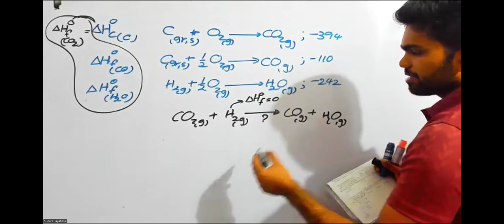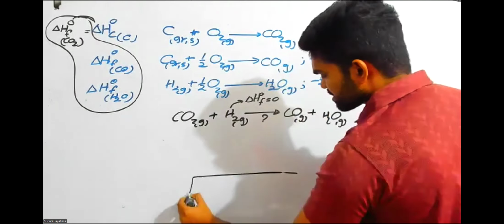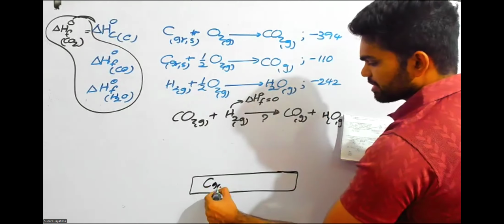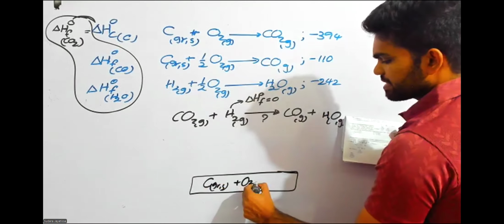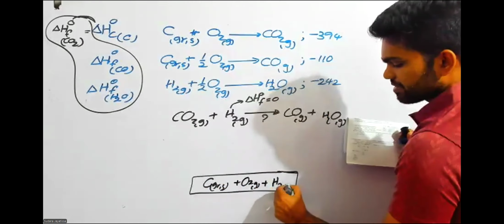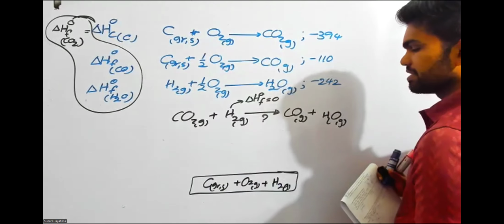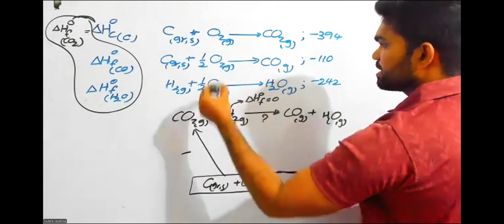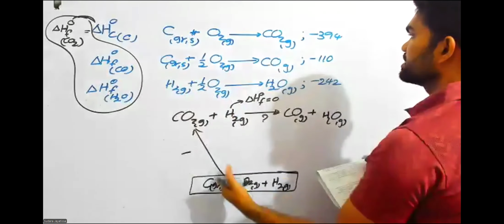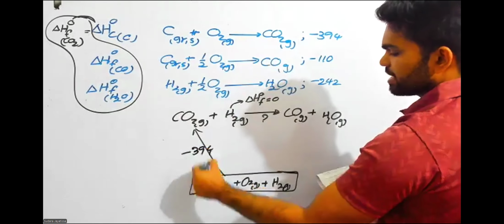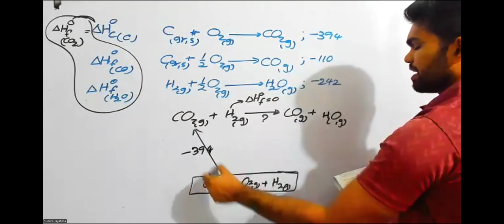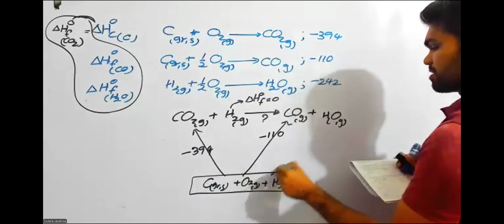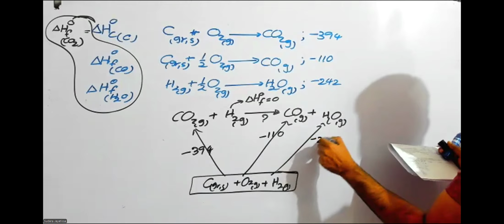And how do you find this enthalpy change? Start from the reference elements. So what are the reference elements for this side? Carbon graphite solid, O2 gas, and H2 gas. Then you can form this one, carbon dioxide, or you can say combustion of carbon, same thing, minus 394. And here formation of this one minus 110, water minus 242.